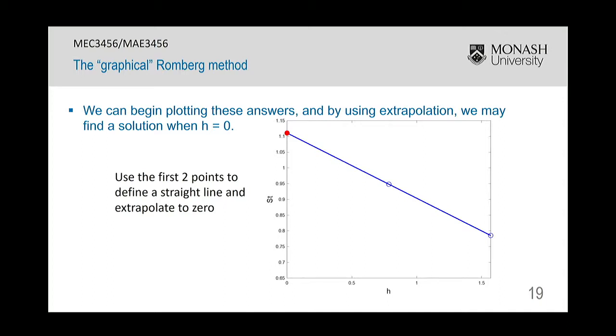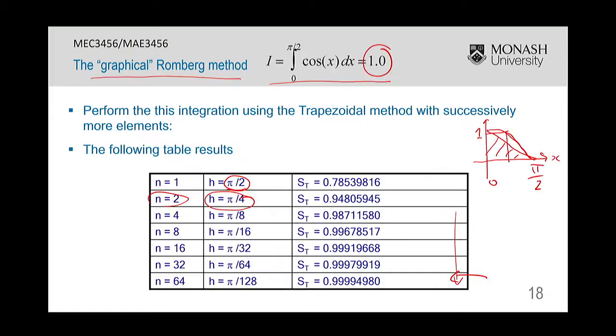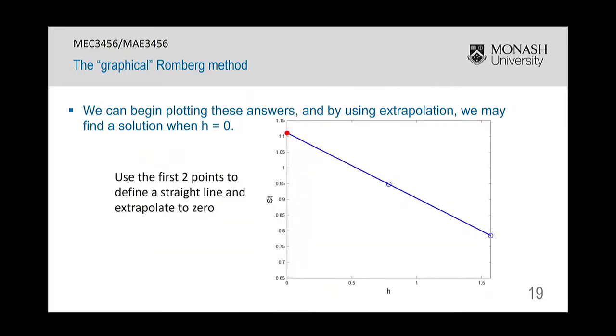So let's plot the answers. Let's take the first 2 points, that is n equal to 1 and n equal to 2, and these are the two estimates of our integral, 0.785 and 0.948. This is pi on 2 across here, that's pi on 4 there, and we can see our two estimates. If we now fit a polynomial, we can only fit a linear polynomial. We fit a polynomial to those two points and extrapolate to h equal to 0. We get an estimate for the integral of approximately 1.105, something like that.